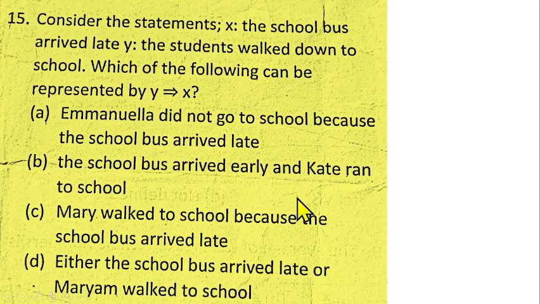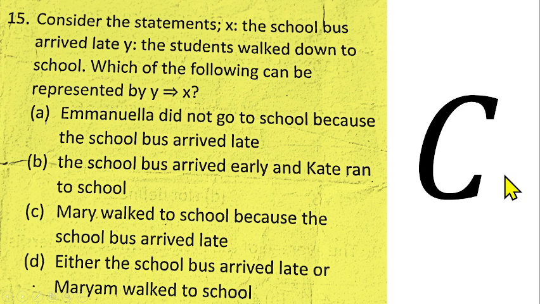So option C is the correct option, because if the student walked to school, then the school bus arrived late. Then Mary walked to school because the school bus arrived late. So option C is the correct option for question number 15.